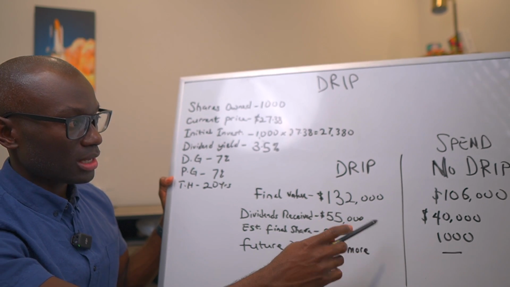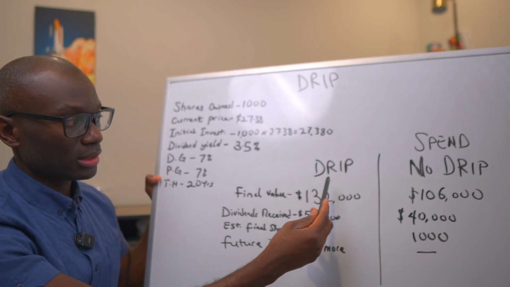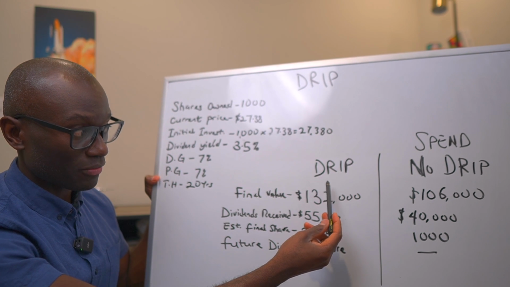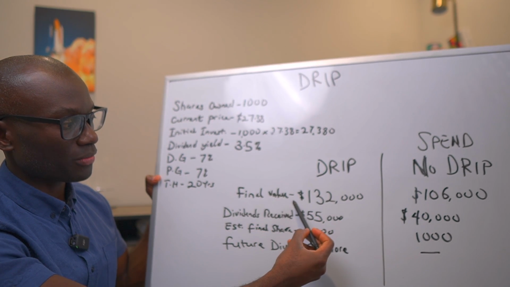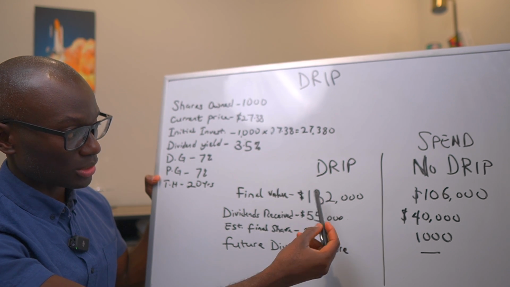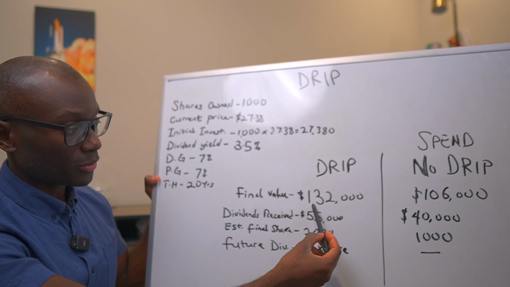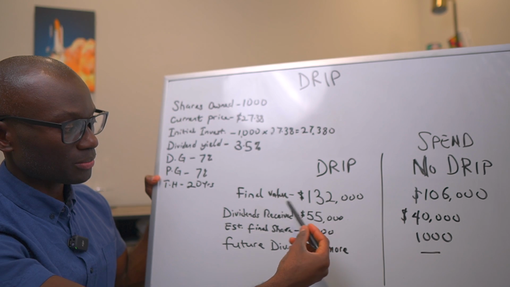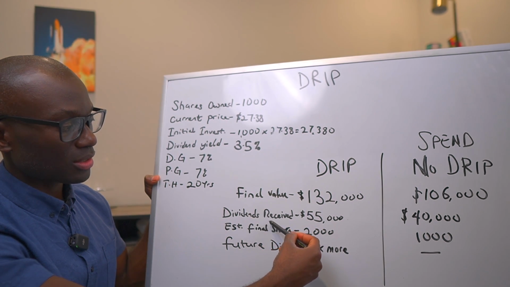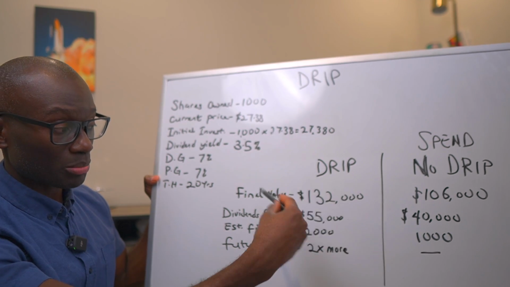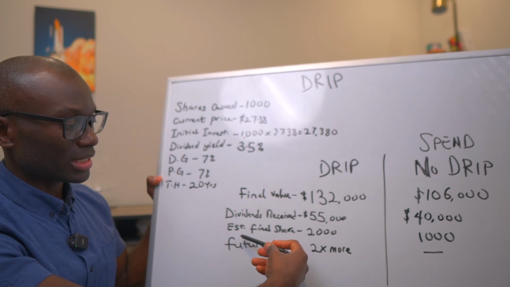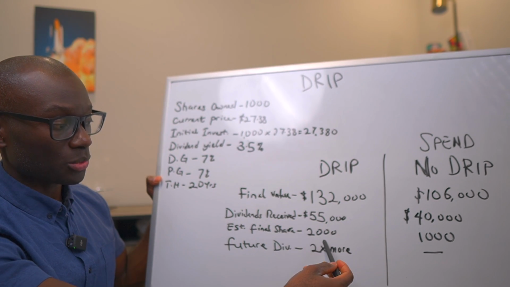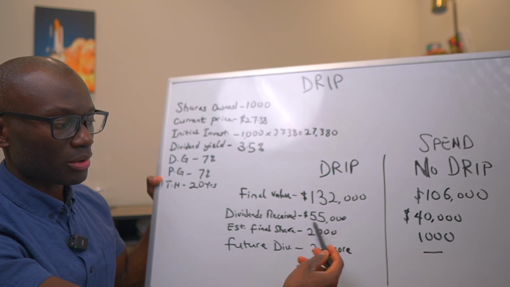All right. If you have DRIP on, if you reinvest the dividends, the final value of that asset, or in this case this portfolio, will be around $132,000. You would receive dividends of around $55,000 throughout that period, which is then reinvested. Okay, keep that in mind. And of course, the estimated final number of shares that you would have will be around 2,000.